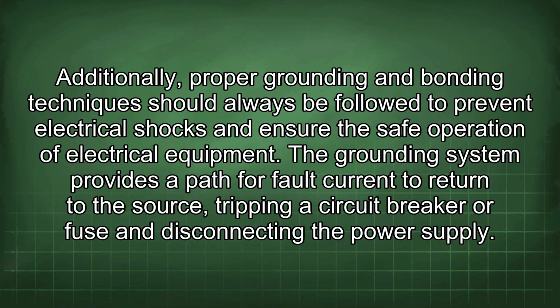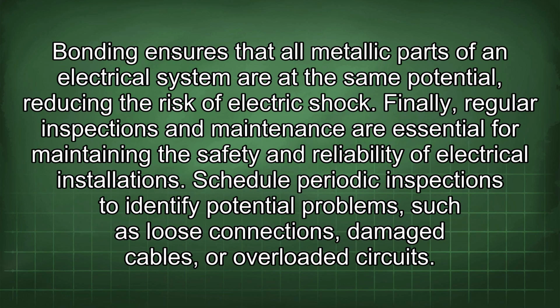Additionally, proper grounding and bonding techniques should always be followed to prevent electrical shocks and ensure the safe operation of electrical equipment. The grounding system provides a path for fault current to return to the source, tripping a circuit breaker or fuse and disconnecting the power supply. Bonding ensures that all metallic parts of an electrical system are at the same potential, reducing the risk of electric shock. Finally, regular inspections and maintenance are essential for maintaining the safety and reliability of electrical installations.